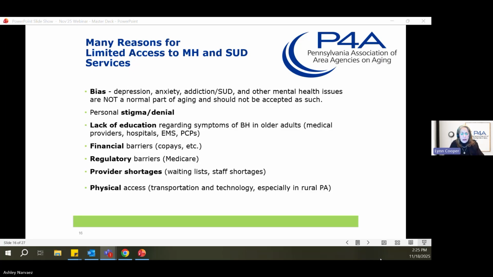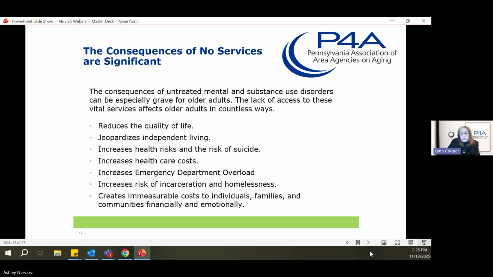All kinds of access issues that relate to transportation, technology. We want to do more with rural health folks to help improve telehealth, but we have a lot of work to do in that arena. The consequences of no services are huge. Some of them I've already shared with you. Without a doubt, it reduces the quality of life. And that's easy to wrap your head around. No doubt, it jeopardizes independent living.